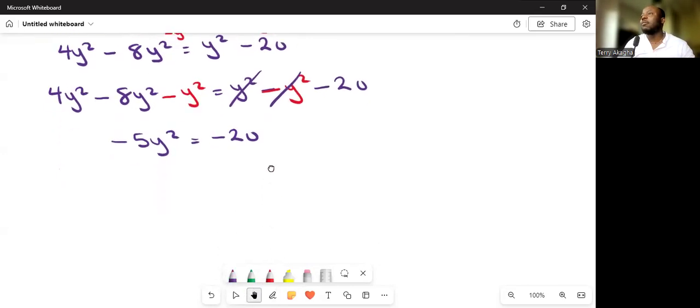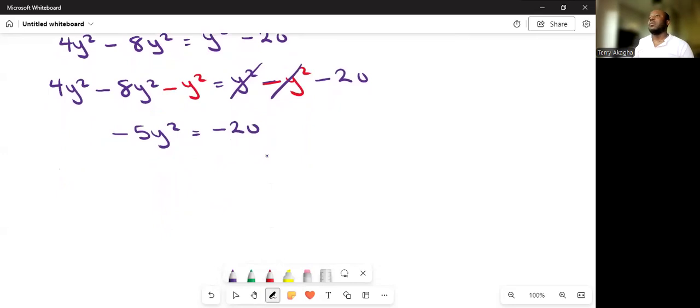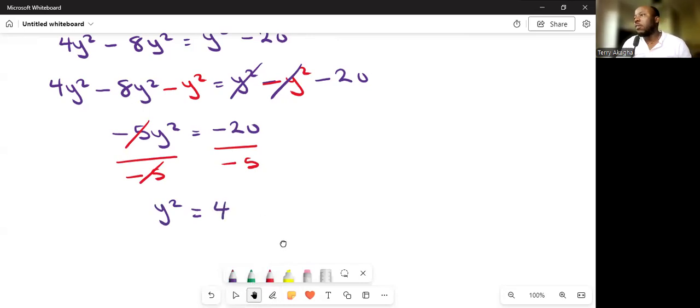Then to get rid of the minus 5, I'm going to divide both sides by minus 5. So this will cancel that. Then we now have y squared will be equal to 20 divided by minus 5, which will give you 4. All right. Then we've gotten 4.